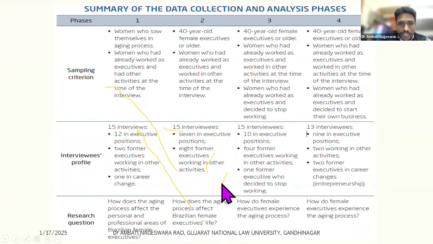So the researcher came up with the question: how does aging affect Brazilian female executives' lives after 40, or at the age of 40? That was the main question here. Okay. Now the researcher collected data from 15 people. Then in the third stage, the researcher not only collected data from the people who are above 40 or near 50, the researcher also collected data from the people who decided to stop working.